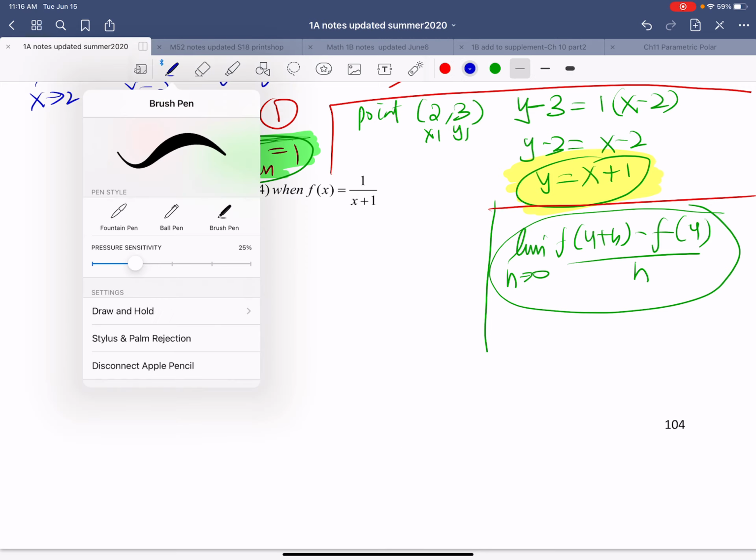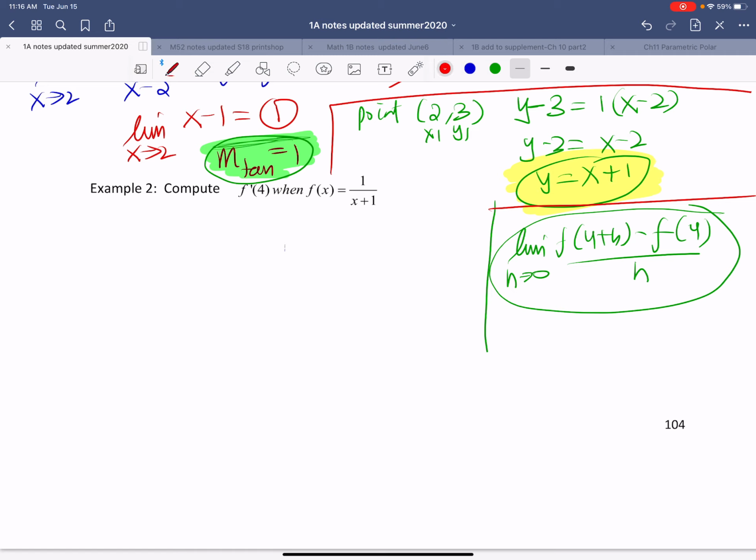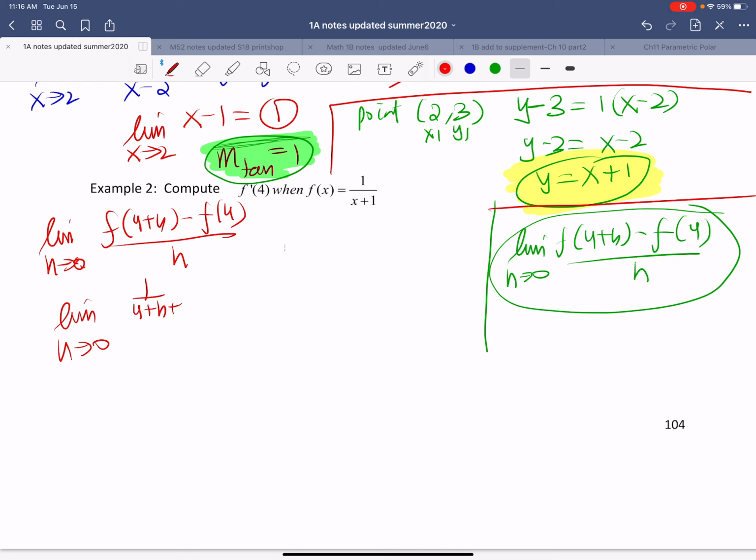So I'm going to start by limit h approaches 0 f of 4 plus h minus f of 4 divided by h. So limit h approaches 0, 1 over x will be replaced by 4 plus h, and next time x will be replaced by 4. Limit h approaches 0, 1 over 5 plus h minus 1 over 5 over h.